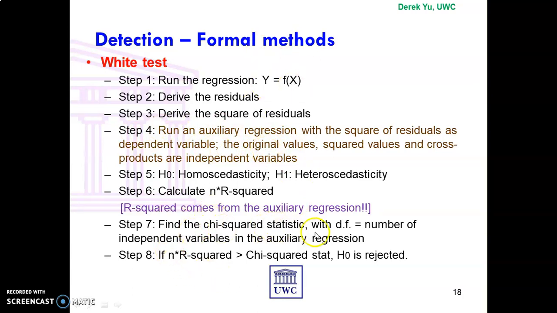And then we have to look for the chi-square statistic. The degrees of freedom is actually the number of independent variables in the auxiliary regression. Okay, and then if n times r squared is greater than the chi-square statistic, we sadly reject the null hypothesis.